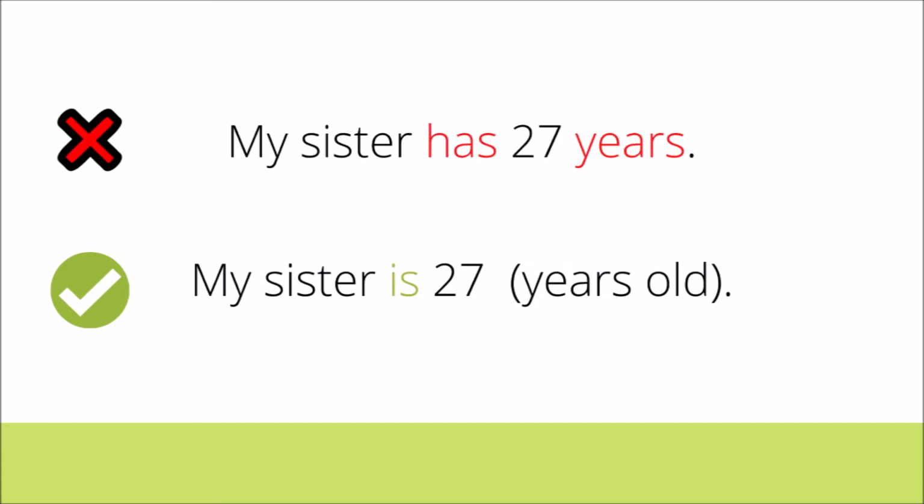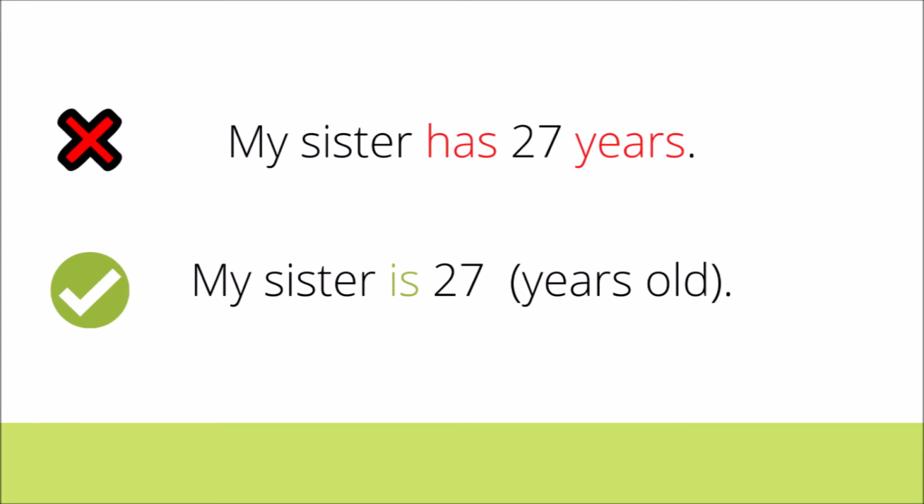Mistake number 2. My sister has 27 years. In many languages we use the equivalent of the verb have to talk about age. However, in English we use the verb to be. So we say, I am 27 years old, or my sister is 27 years old. Additionally, be careful with the expression years old. It is possible to eliminate this phrase from the sentence.